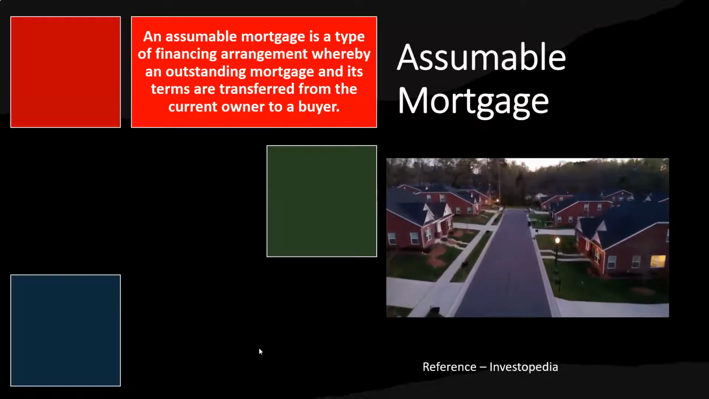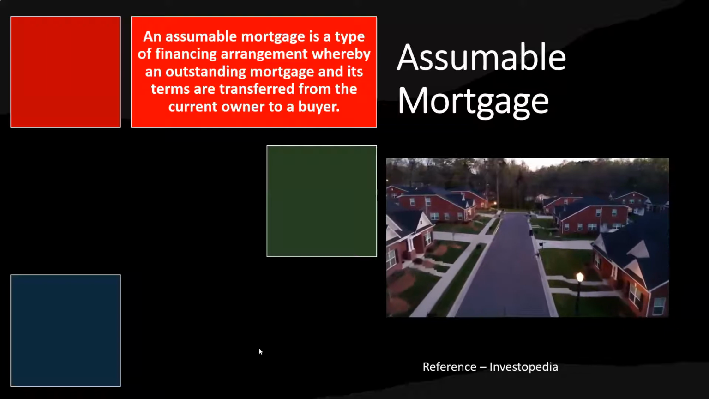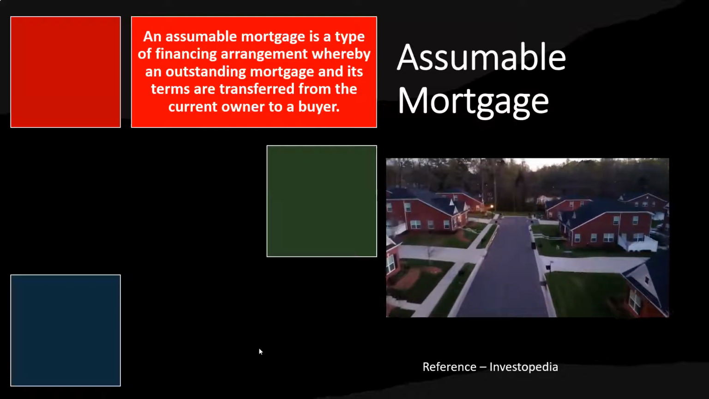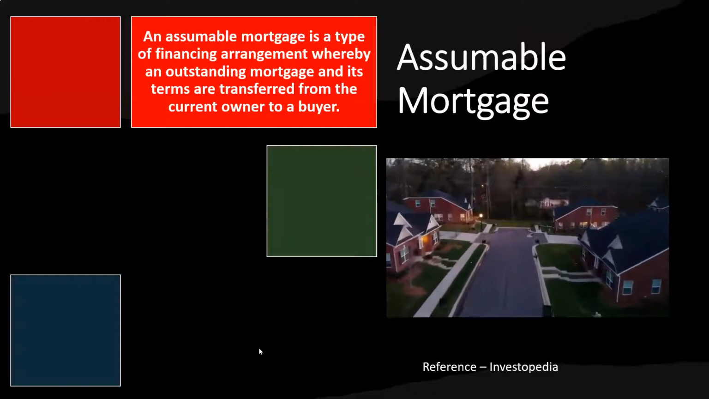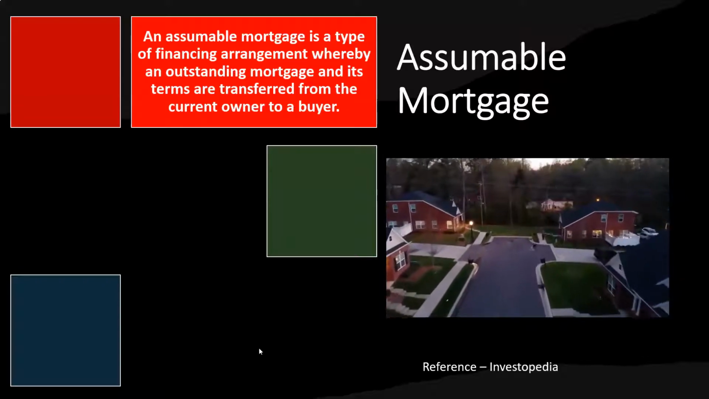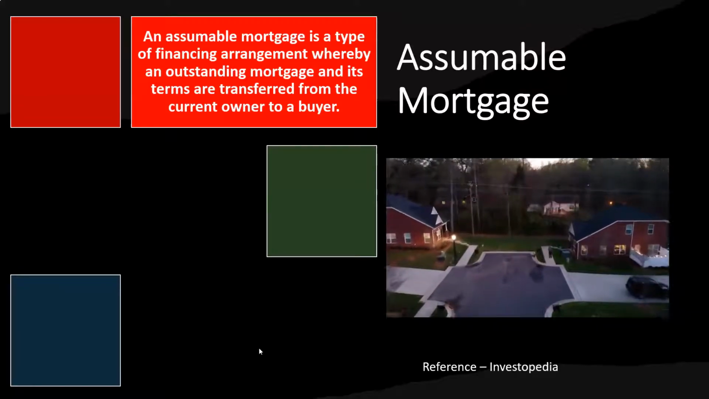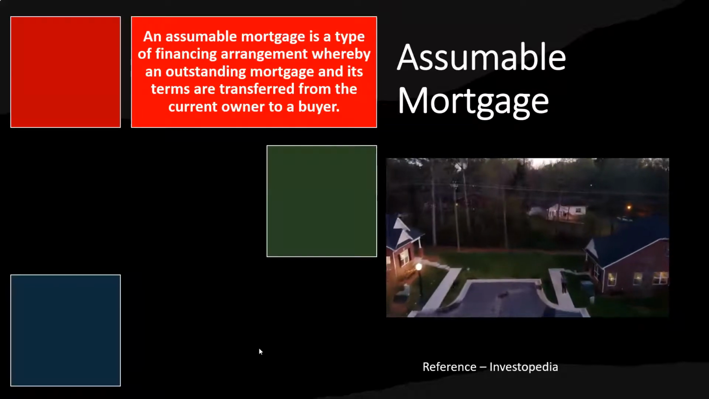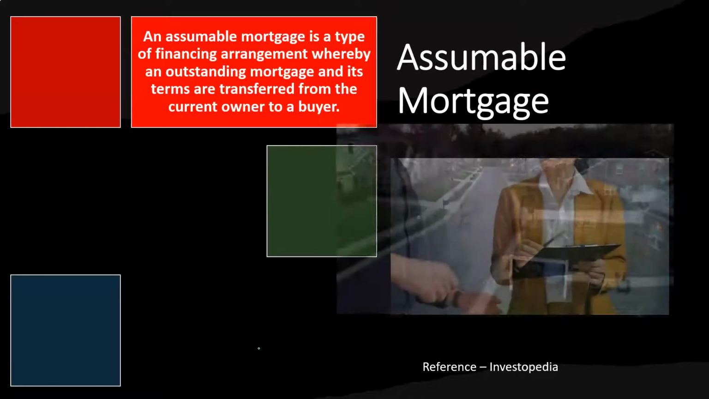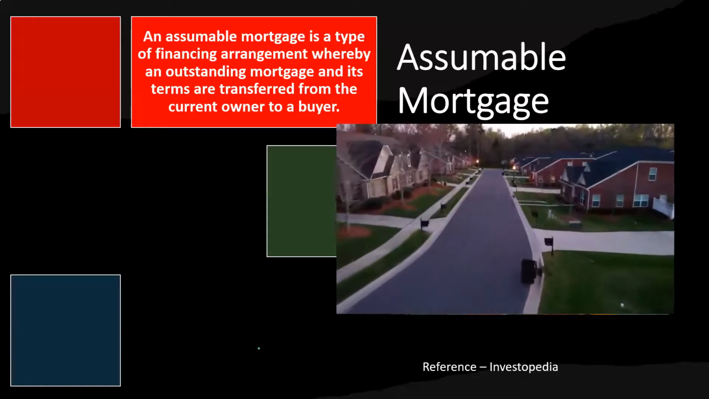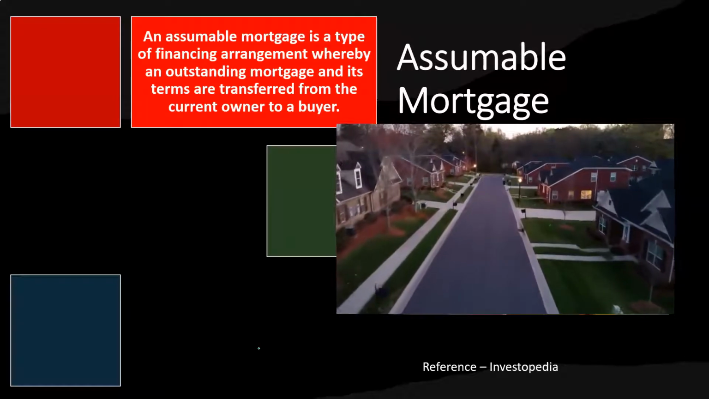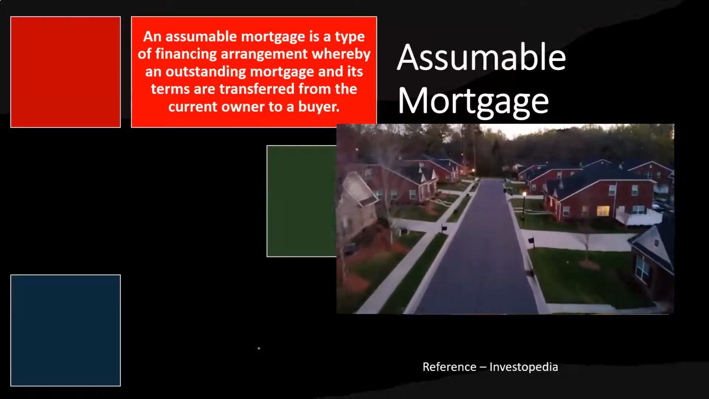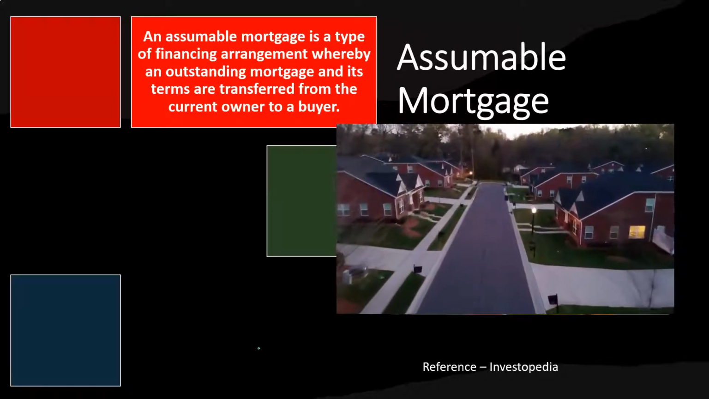An assumable mortgage is a type of financing arrangement whereby an outstanding mortgage and its terms are transferred from the current owner to a buyer. So we have a typical type of situation. We've got the seller, we've got the buyer. Typically, the seller often has a loan outstanding that they're using the home or the property as collateral. The buyer typically is going to be needing to take out a loan in order to get the funding generally to pay off the sales price.